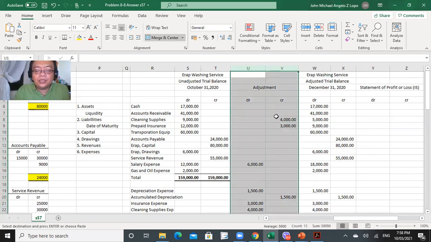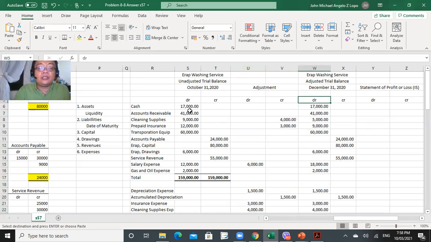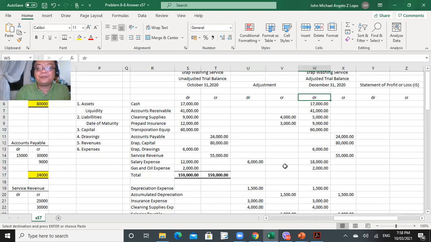But after that, if ever you are done with the adjustment, you can now prepare or record your adjusted trial balance by just copying the balance of the unadjusted trial balance and the adjustment. If there is a transaction, just minus: 9 minus 4, you have 5. 12 minus 3, you have 9. And added naman ito, debit and debit, and you have 18,000.